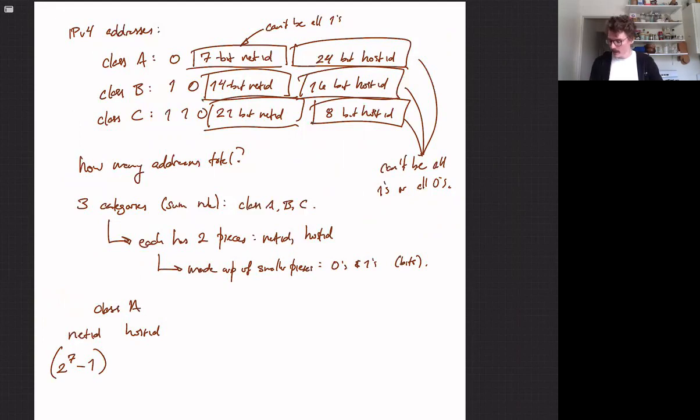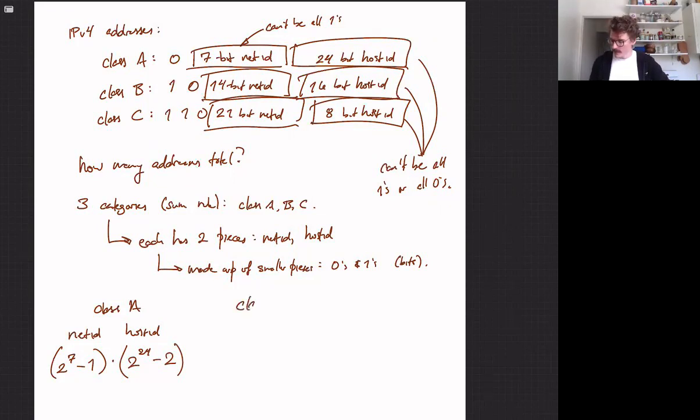And similarly for the host ID, so let's see, how are we going to combine these 2 things? This is a product rule situation, right? Because these are 2 independent pieces of the same object. So we're going to multiply these. And then how many host IDs do we have? Well, we have 24 bits, each of which is a 0 or a 1. So that is 2 to the 24. And we have this restriction that they can't be all 1s and also can't be all 0s. So that eliminates 2 possibilities. So that is all class A addresses.